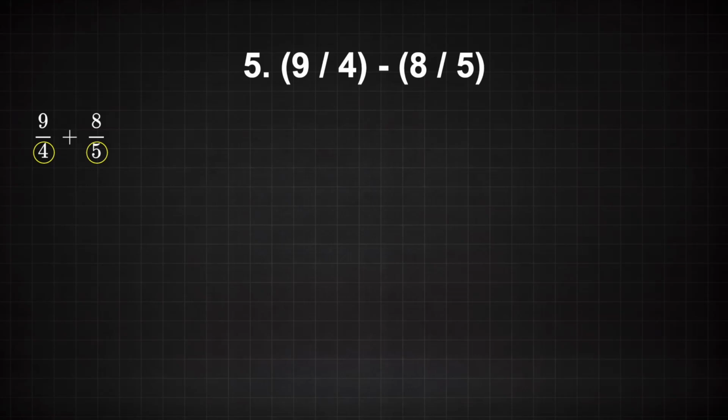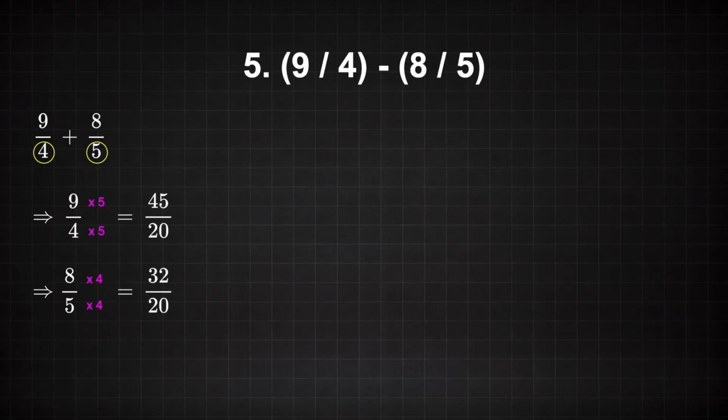So listen carefully. In this case, what we must do is to multiply the numerator and denominator of both fractions by the denominator of the other one. We'll multiply the 9 and the 4 times 5. This fraction now becomes 45 over 20. Next, we multiply the 8 and the 5 times 4, and we get a new fraction equal to 32 over 20. Now it's clear why we did this.